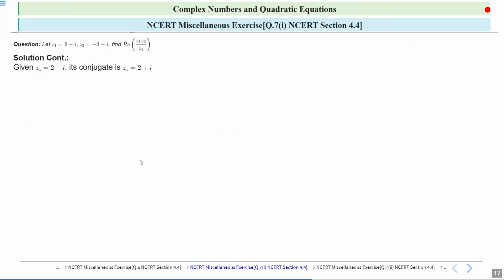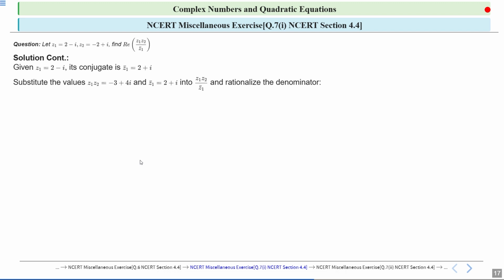So we have given z1 equals 2 times iota and its conjugate is z1 bar equals 2 plus iota. Remember, to find the conjugate of a complex number a plus b times iota, we just change the sign of the imaginary part. So conjugate of a plus b iota is a minus b times iota. And here we use this concept and we found conjugate of z1 equals 2 plus iota.